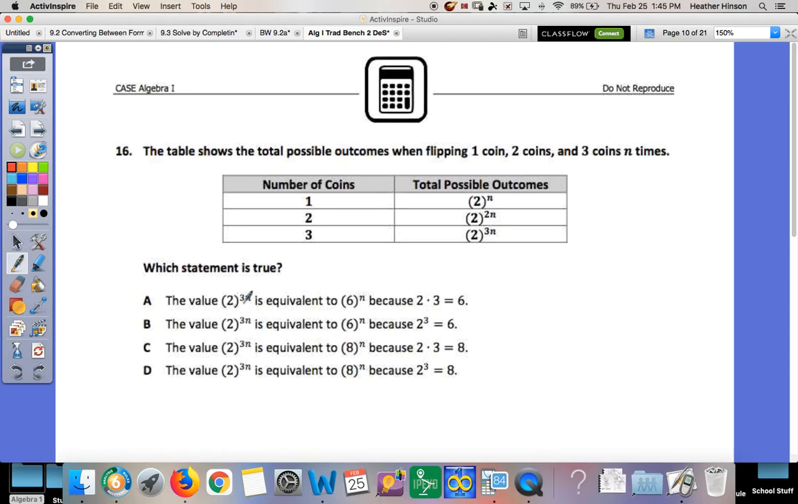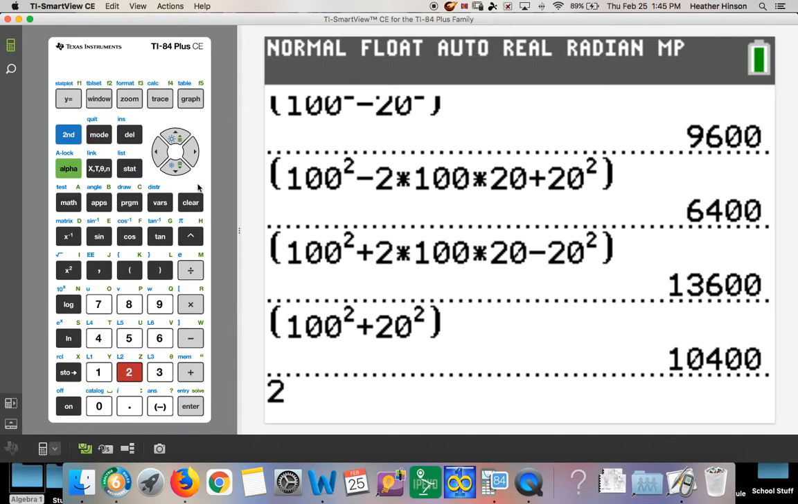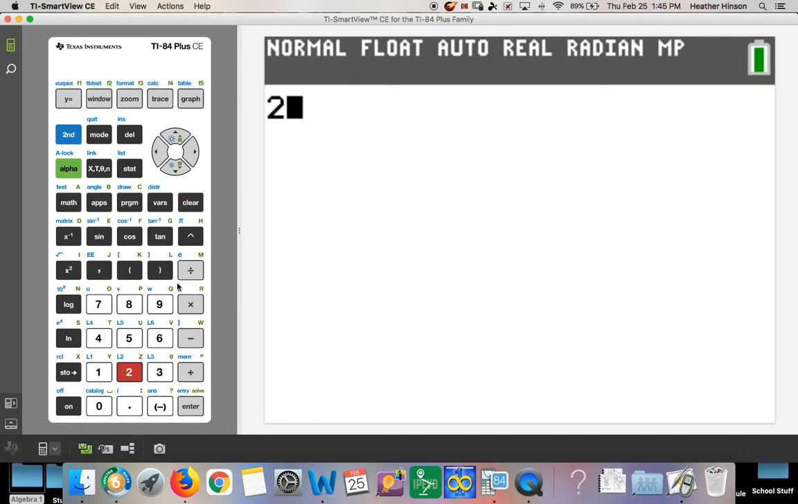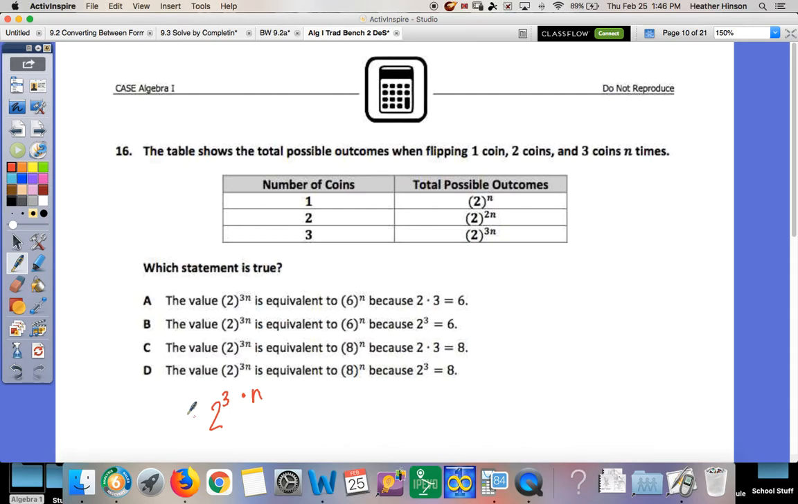Well, think about your exponents. This is 2 to the 3rd power, and then we got n out to the side. What's 2 to the 3rd power? If you're not sure, we can plug it in. You do 2 and a rooftop 3. That's going to give you 8. So we know this is going to be 8 to the n power. So that'll cancel out A and B.